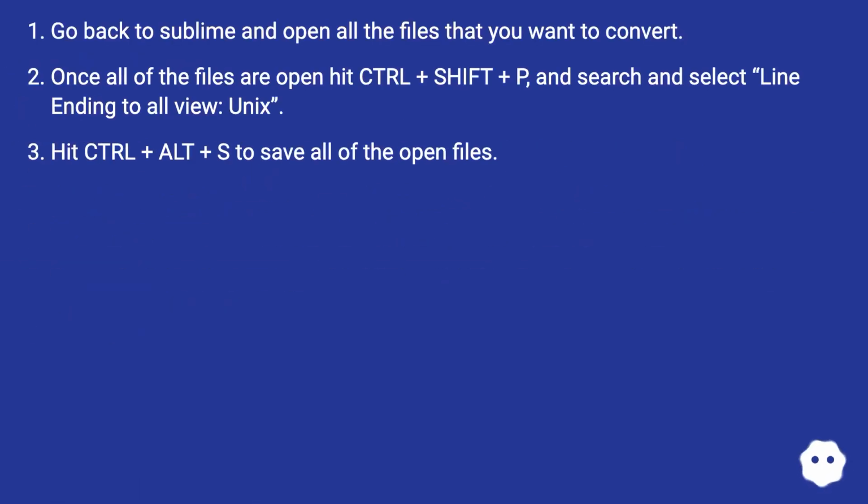Usage: go back to Sublime and open all the files that you want to convert. Once all of the files are open, hit Ctrl+Shift+P and search and select Line Ending to All View, Unix. Hit Ctrl+Alt+S to save all of the open files.